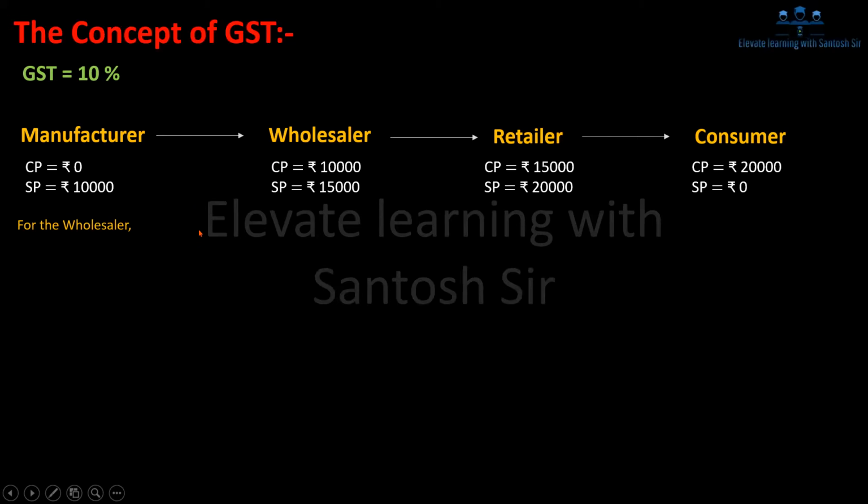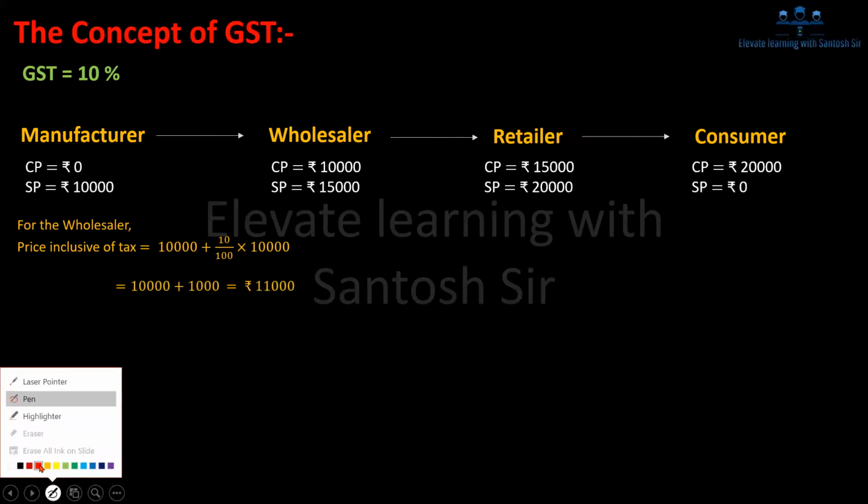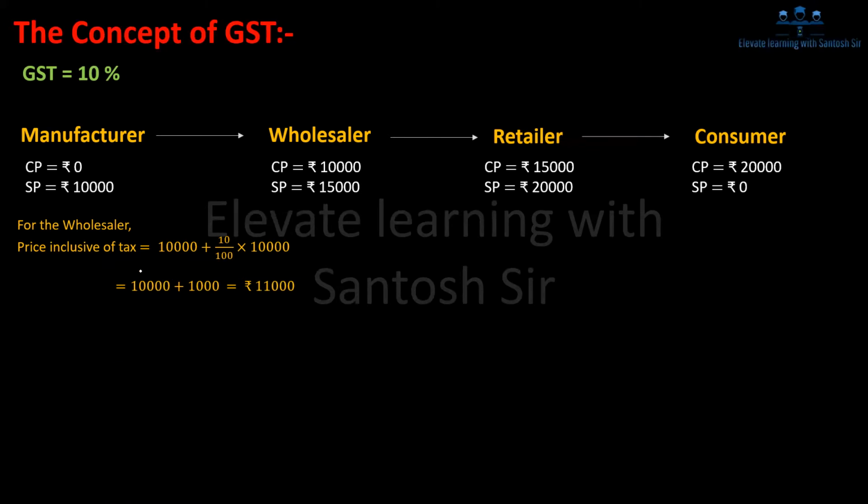So what will the wholesaler have to pay? The price inclusive of tax for the wholesaler will be the cost price of 10,000 plus 10% GST which is charged on it. So the wholesaler will have to pay a total of 11,000 rupees. And what is this 11,000 rupees made up of? The CP and the tax. So the wholesaler pays a total of 11,000. Now this price is the price inclusive of tax, meaning this is including tax.